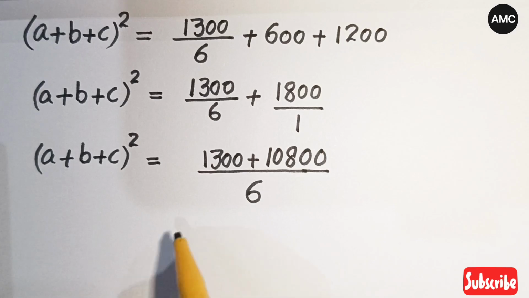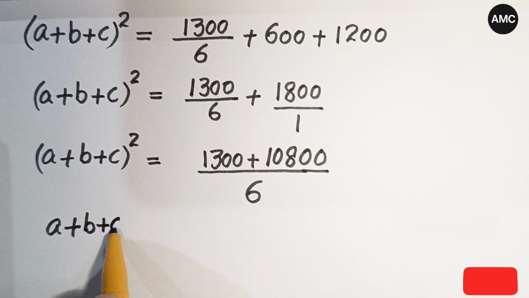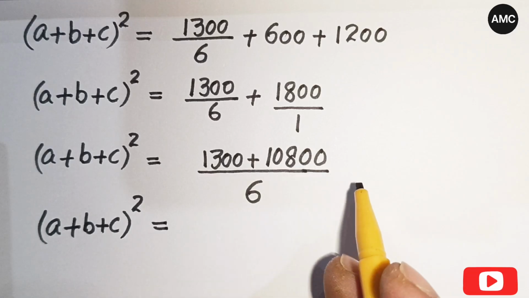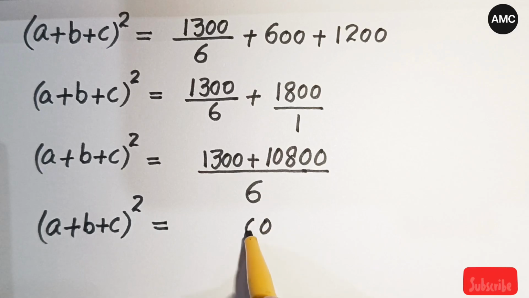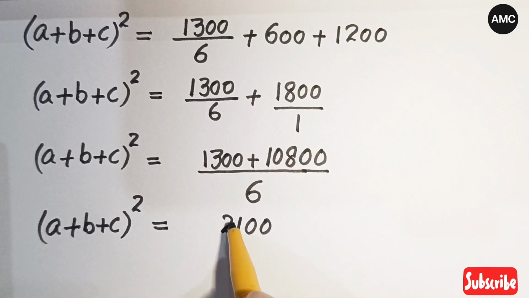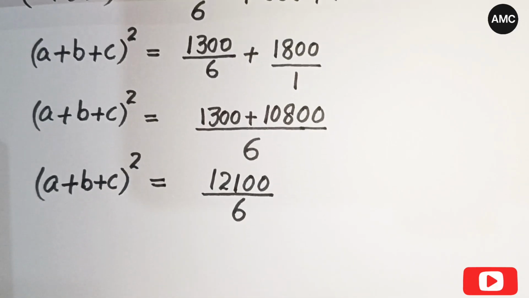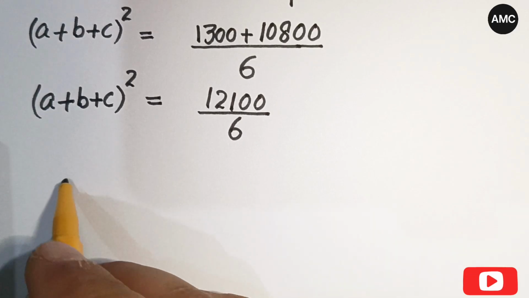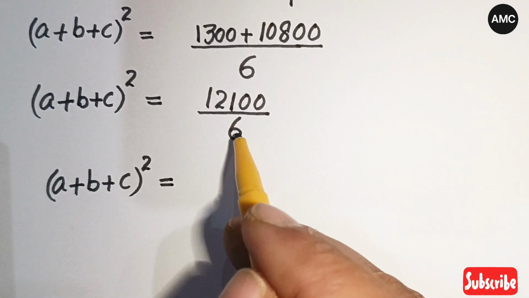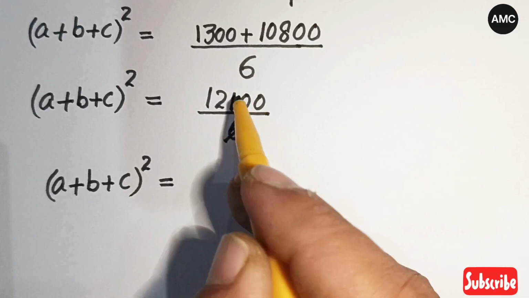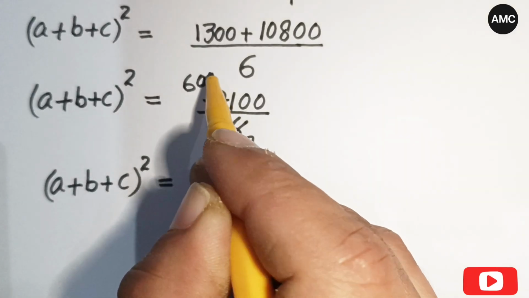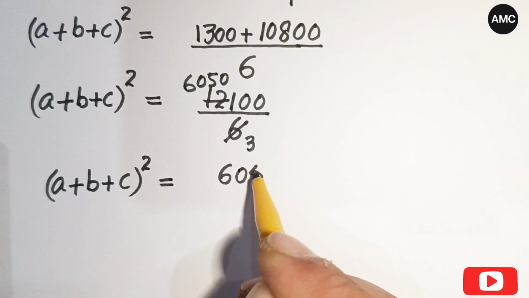So here (A + B + C)² is equal to, now 1300 plus 10,800, at 0 0 we will get 0 and again 0. 8 plus 3 is 11, 1 carry here, so we have 1 plus 1 is 2 and 1, all over 6. Our next step will be (A + B + C)² is equal to, so here if we divide the denominator 2 3 or 6, so 2 6 or 12, and here we put 0, 2 5s are 10 and 0, we have 6050 over 3.